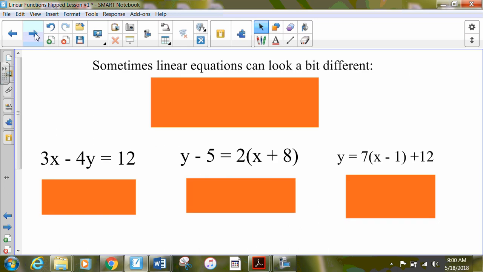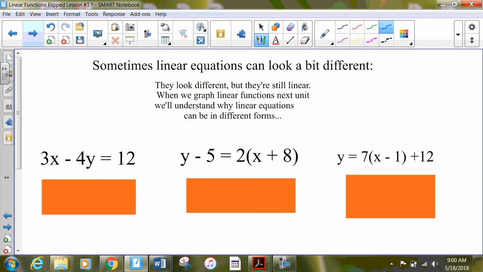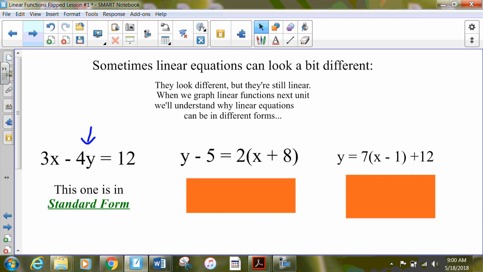Sometimes linear equations can look a bit different. They're going to look different, but they're still linear equations. So when we look at this first one, it's not in slope-intercept form. This form is called standard form. So go ahead in your square underneath 3x minus 4y equals 12, write standard form.